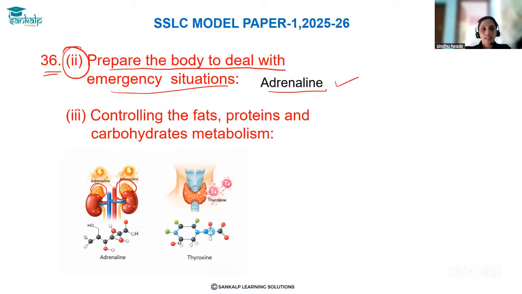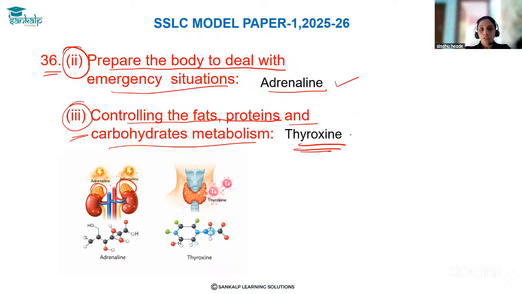And in the 36th, the third question: controlling the fats, proteins and carbohydrates metabolism. Which hormone controls the fats, proteins and carbohydrates metabolism? That is the thyroxine hormone. This is produced by the thyroid gland. Our thyroid gland produces the hormone thyroxine. This hormone is responsible for controlling fats, proteins and carbohydrates metabolism.